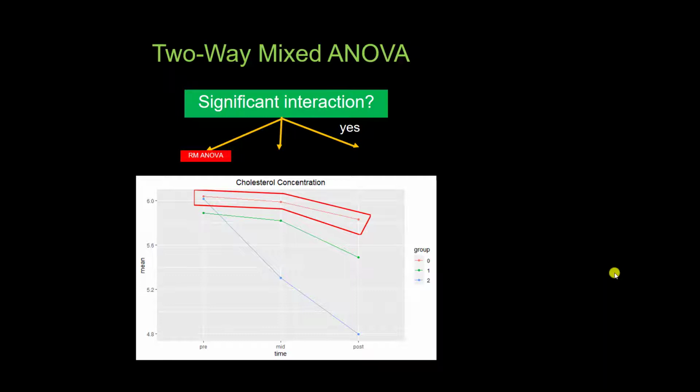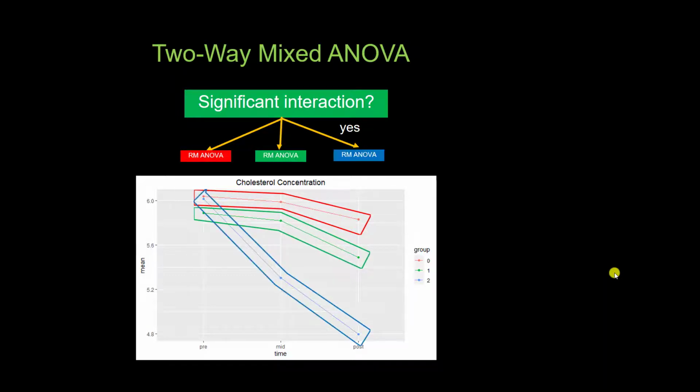And I want to know, is there a difference in cholesterol concentration between the pre, mid, and post time points for the control group. Then I'm going to do the repeated measures ANOVA for the low intensity group, and then do it again for the high intensity group. So the repeated measures ANOVA is executed 3 times here. So we'll go ahead in RStudio, let's take a look at the results.